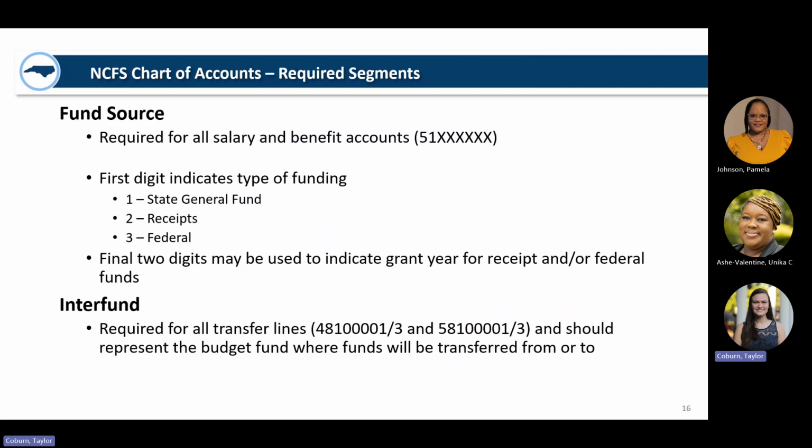The fund source and interfund segments are required in certain instances. Fund source is required for salary and benefit accounts, the first digit indicating source of funds, either state general fund, receipts, or federal, and the last two digits may be used to indicate grant year for federal and/or receipt expenditures. The interfund segment is required for all transfer lines, which are your 581 and your 481 accounts, and should represent the budget fund where funds will be transferred from or to.